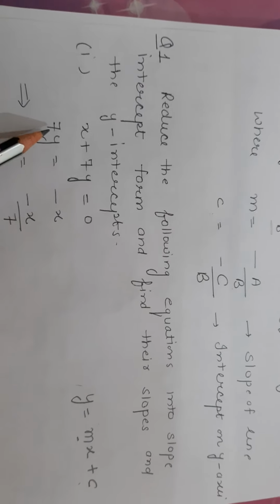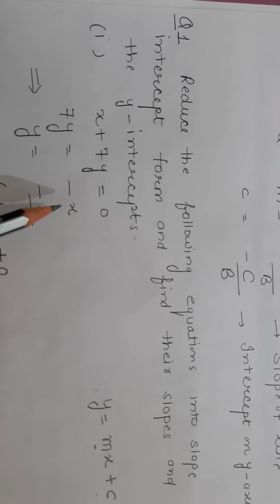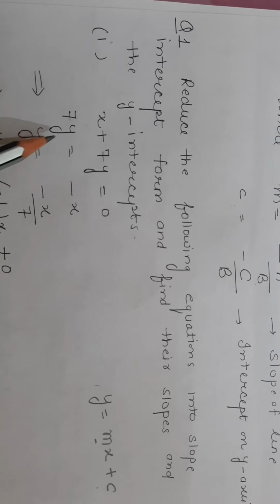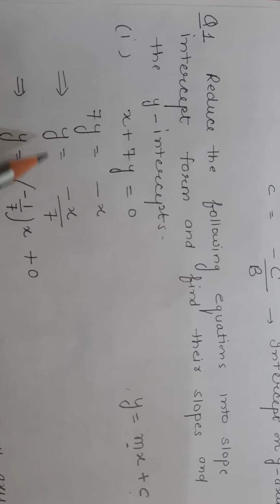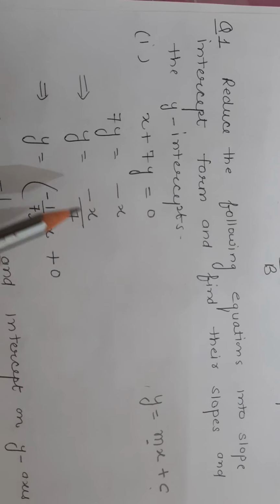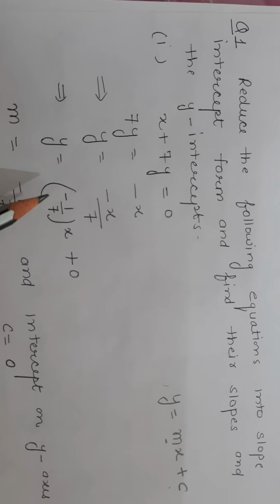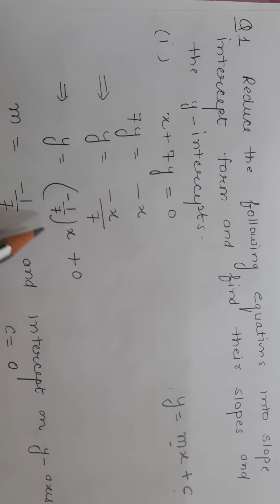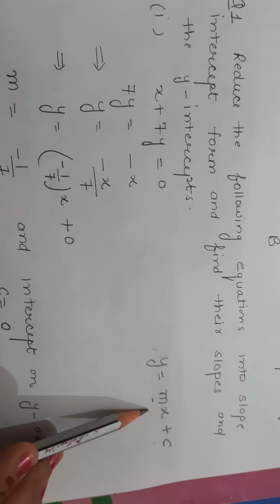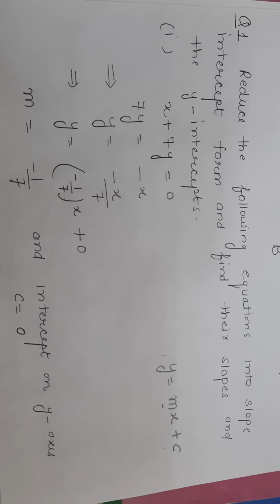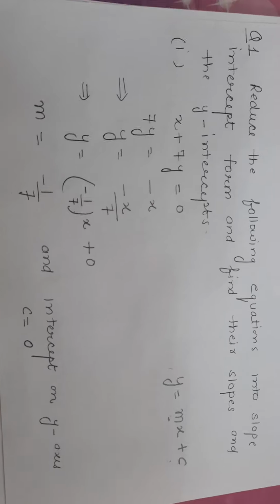So, keep the term with the y on left hand side. So 7y is equal to minus x. Now if you compare these two, the coefficient of y should be unity. That means we are going to divide by 7 on both sides. So y is minus x by 7, or we can rewrite this as y is equal to minus 1 by 7 into x plus 0. If you compare this equation with this, the slope is minus 1 by 7 and the c is 0. That means the intercept on y-axis c is 0.